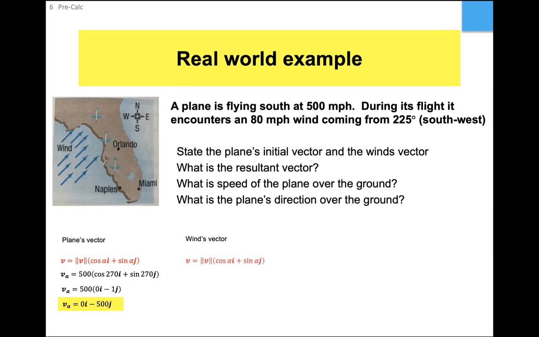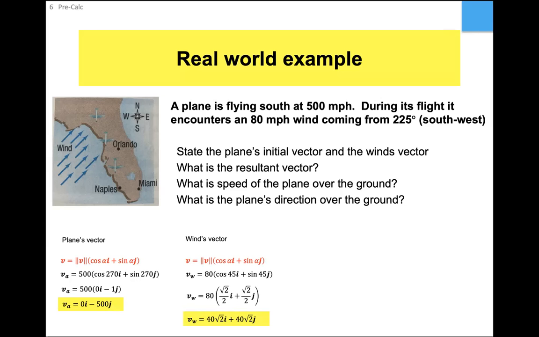Wind's vector, once again, this is just a plug and chug thing. The wind's going 80 miles an hour, and the direction, once again, this is where you make your mistake. It's not 225. That's where it's coming from. It's going to 45 degrees. All right, 45 degrees, we're familiar, that's root 2 over 2. So both of those are going to be root 2 over 2, multiplied by 80, half of 80 is 40. So we get that vector. Now, I called that vector V sub W, the vector of the winds, and I called the airplane one V sub A, so the vector for the airplane.